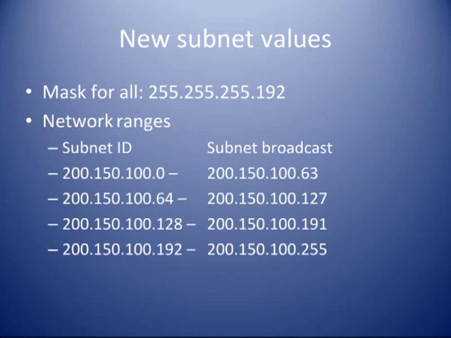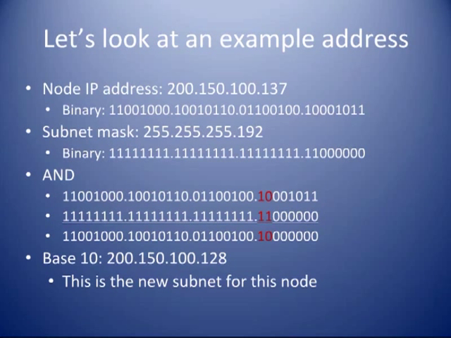Okay. So again, we've got this subnet field here. What I'm going to do is start off with taking a particular host, and I just grabbed this one at random. So this is 200.150.100.137. I'm going to convert that to binary the same way that we did with that earlier host, .95. But remember now, we have this new subnet mask, .192 there at the end. So the binary pattern is right there for you.